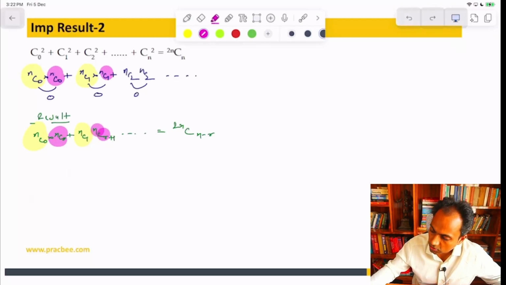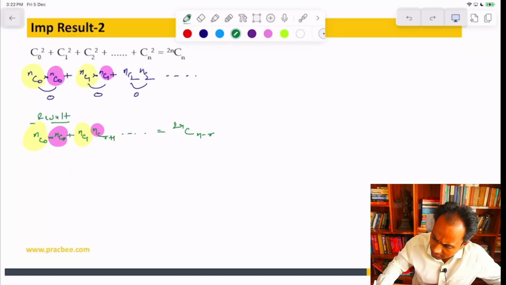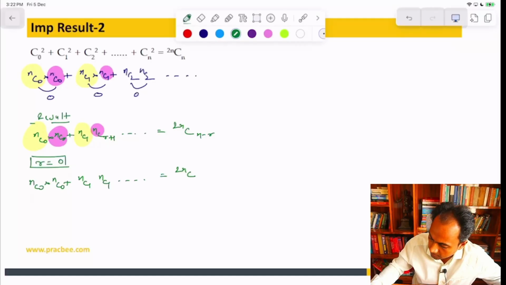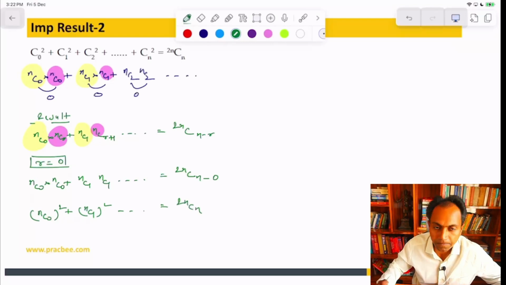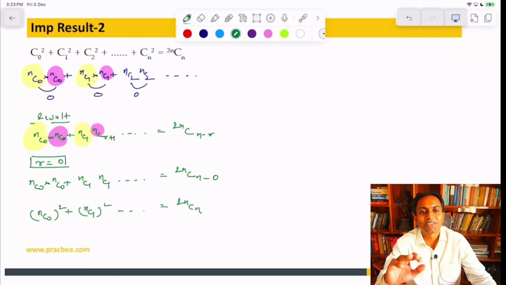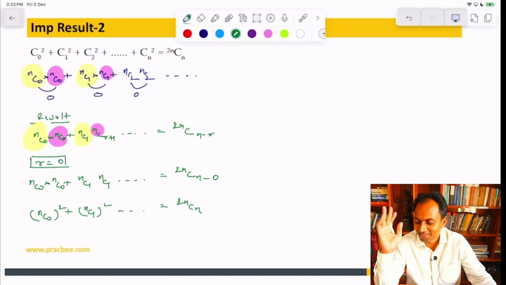What can I do so that this also becomes the same? For that, you can see that in the second result, if I just put the value of r as 0, then my result is going to become nC0 into nC0, nC1 into nC1, so on and so forth. And the right hand side will become 2nC(n minus 0). You can see that you have got the sum of the series nC0 whole square, nC1 whole square, and so on. This is going to be 2nCn. So this is a shortcut. Whatever we did earlier has now become a result, and we are using that result to get the answer.